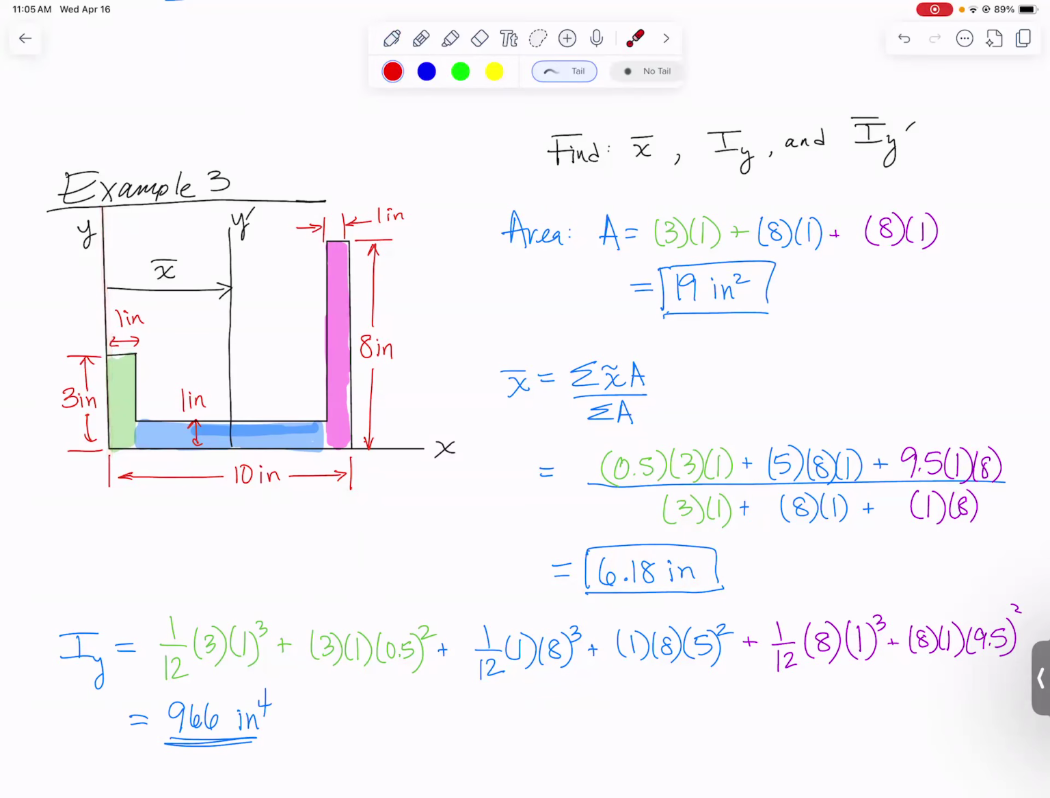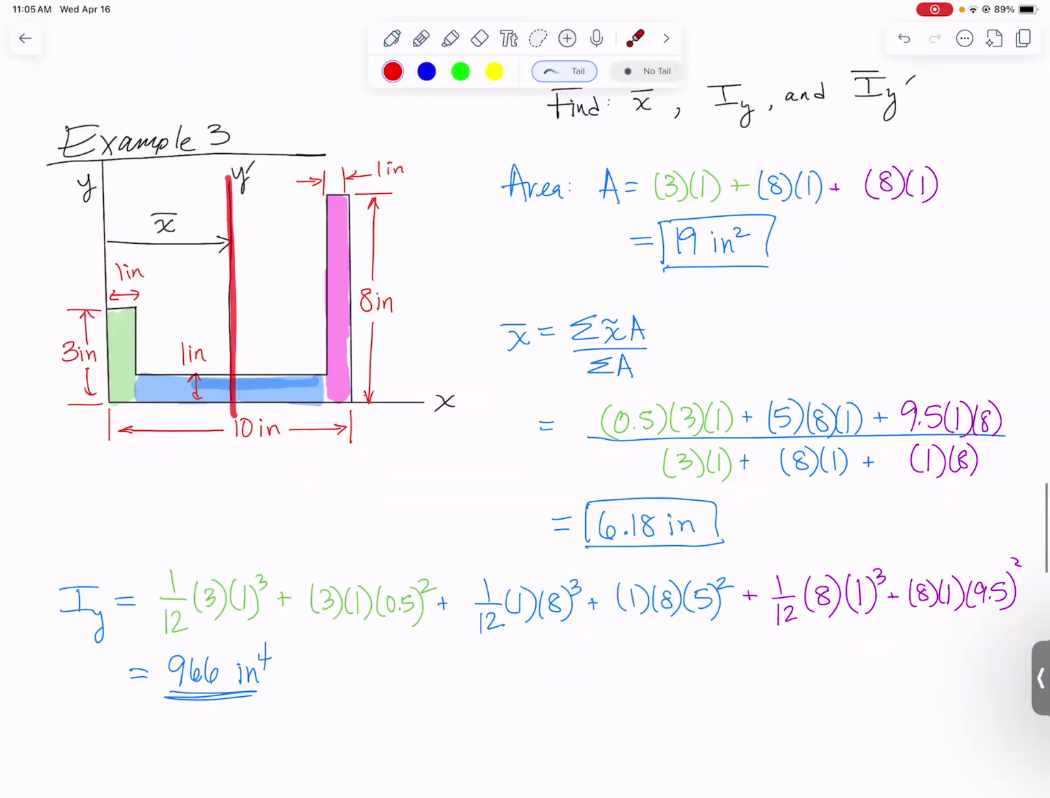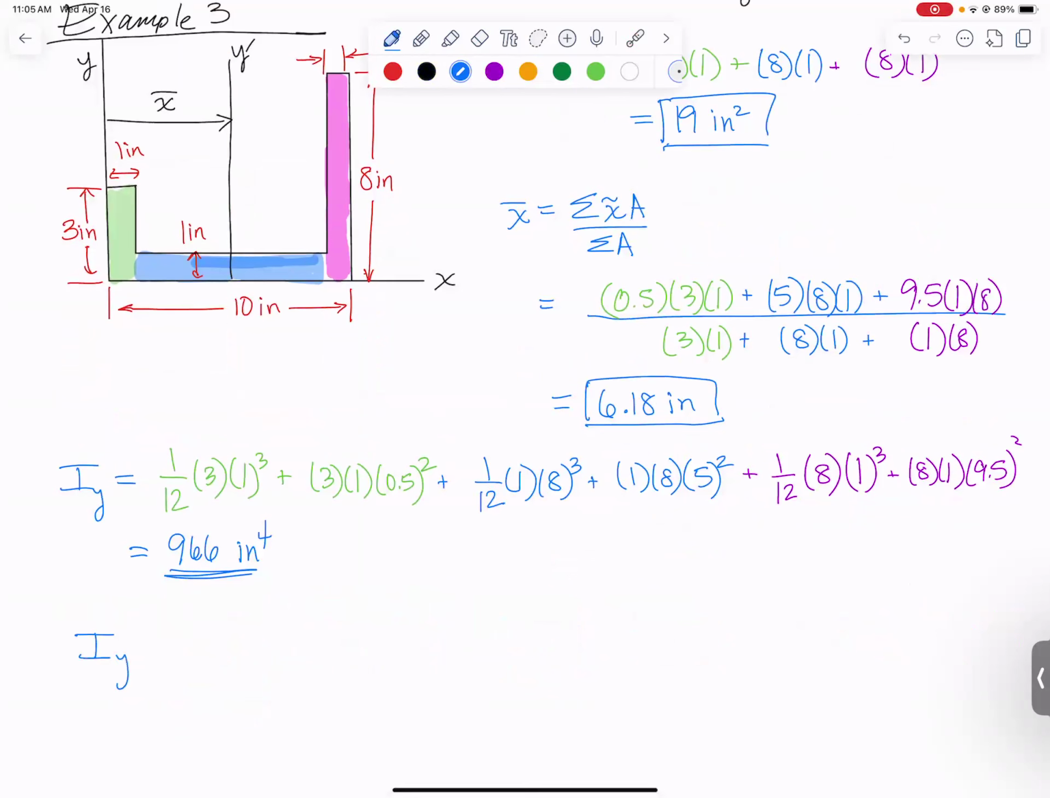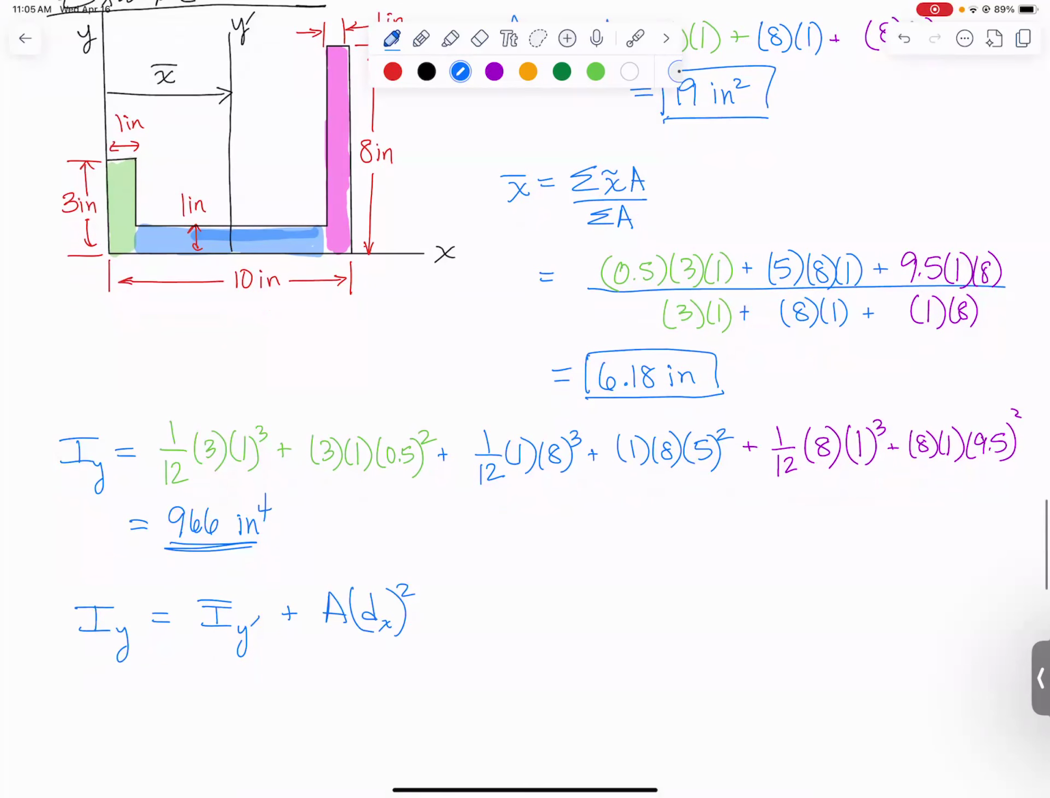Now we want to find the moment of inertia about the y prime axis. Let's do it the fast way. To do that, we remember that the parallel axis theorem says I_y is the centroidal moment of inertia, I bar y prime, plus the total area times the distance in the x direction squared. I know I_y is 966. I just found it. Now I need to find I bar y prime on the right side.